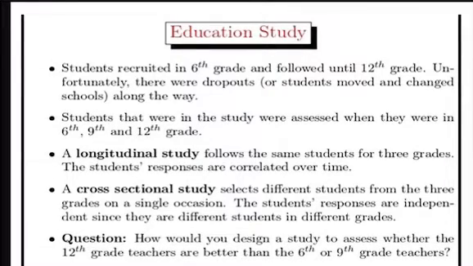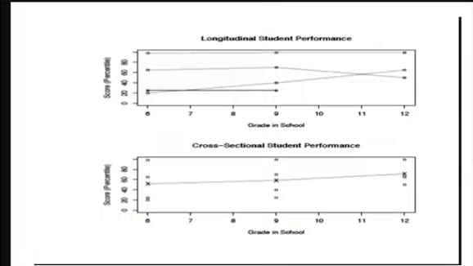When you select different students from the 3 grades at a single point, that's a cross-sectional. And of course, in the cross-sectional, you expect the responses to be independent. But in a longitudinal, where you visited the same student on more than one occasion, then you don't expect the responses to be independent. You expect the responses to be correlated. That's what we mean. Okay, so that is what that slide is showing.